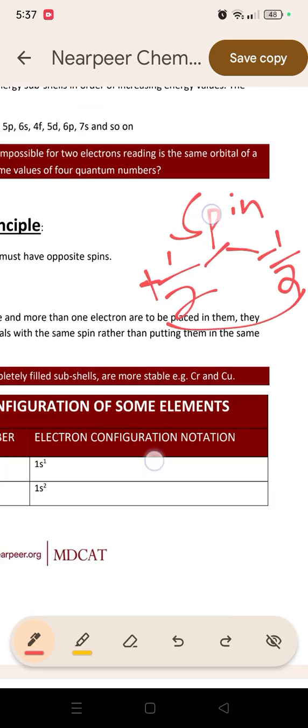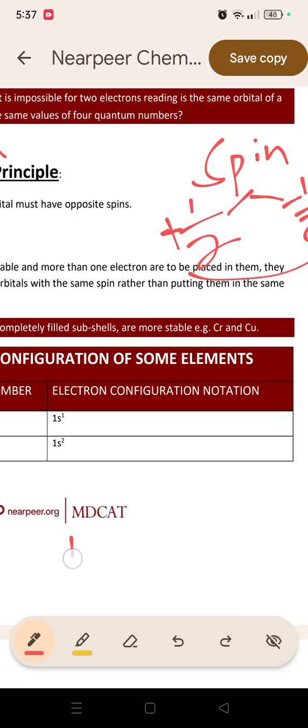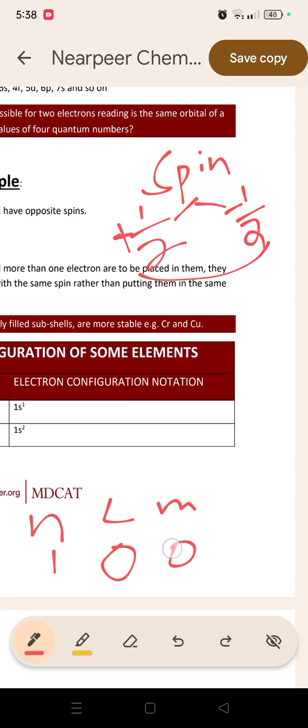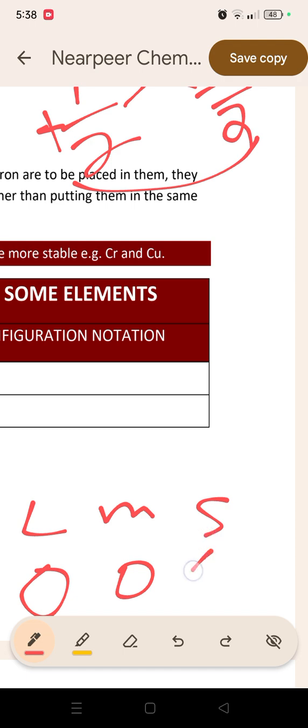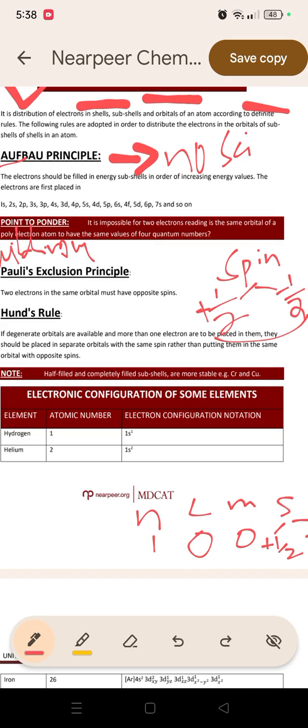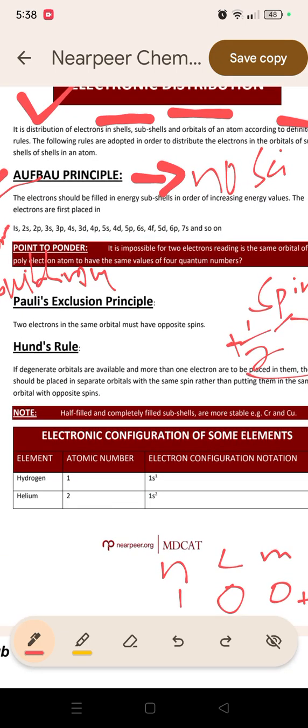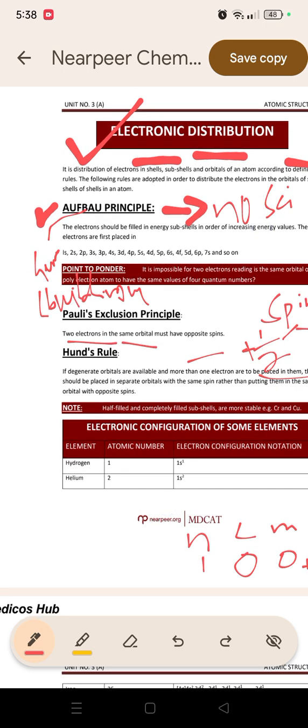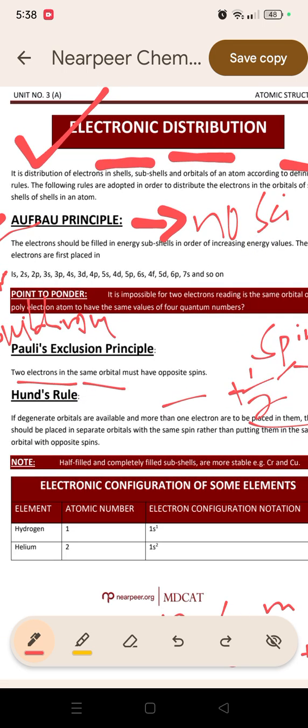Even if I make a flowchart for the number of electrons, if I take 1 electron, in the L shell it would be 0, in the M shell it would be 0. In spin we need to make sure that it's plus 1 upon 2 or minus 1 upon 2. So Pauli's exclusion was only about two electrons in the same orbital, which cannot have the same spin. They must have opposite spin. This was about Pauli's exclusion principle. I'm sure it's clear.